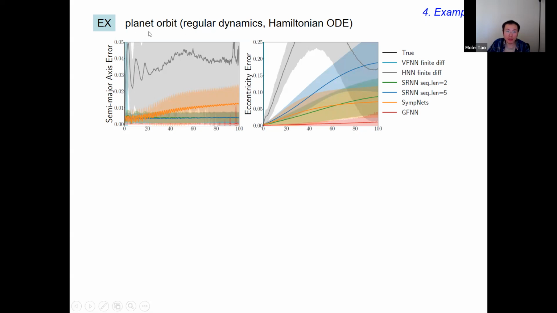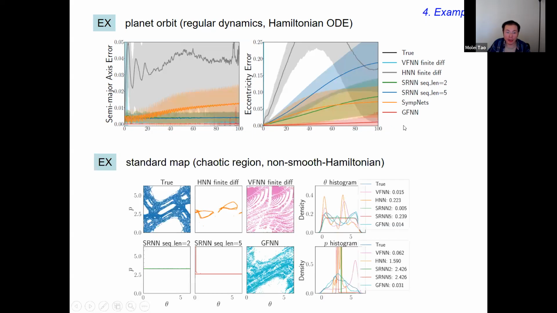So here's one example in which we predict the orbit of a planet. For the sake of time, let me just say that our method has errors that are at the very bottom when compared to some of the very popular and in fact landmark methods. And here is another example. This is on predicting chaotic dynamics. And in fact, the system is no longer even continuous in time. So this is something called the standard map. Basically, our approach gives the best approximation of the standard map.